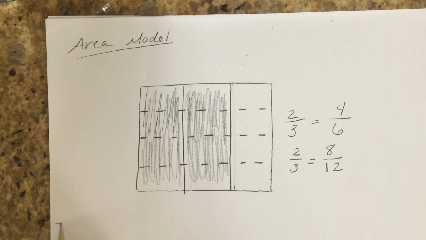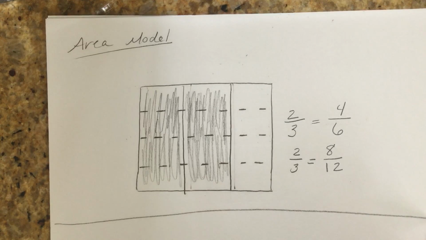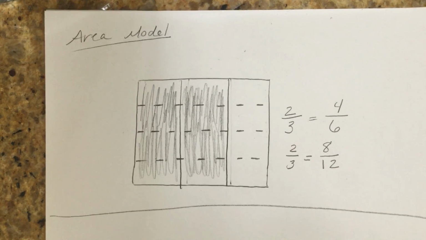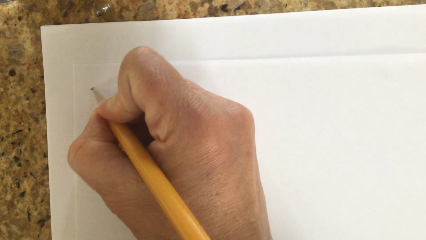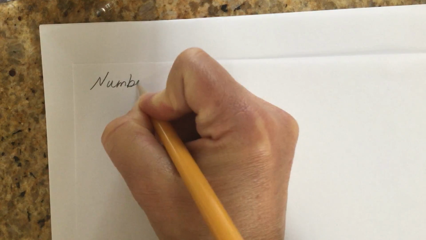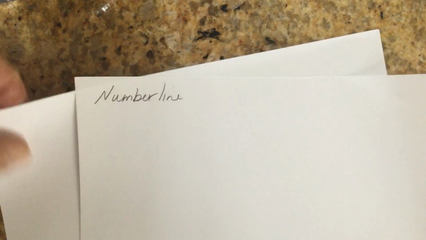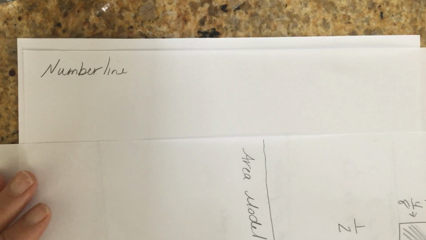Okay, so hopefully you tried out some area models. The last model I want to show you is using a number line to show fractions and equivalent fractions. Okay, so in this case, having a straight edge is really helpful. You might not have a ruler, you don't need a ruler. I'm just going to use this piece of paper I was using before.